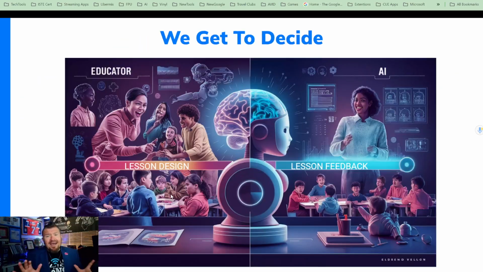And the great thing about this, everybody, is that we get to decide how much or how little AI should be involved in this process. For example, if you love crafting lessons, if you love lesson design, then just use AI a little bit to get you over those creative blocks, or maybe to run through your lesson design and ask it, hey, what else can I do here?